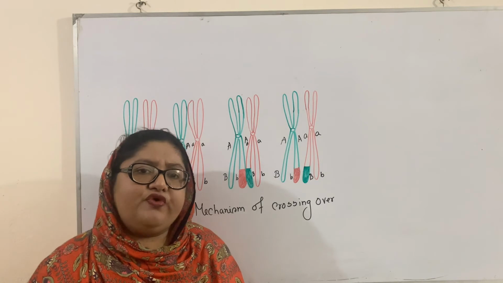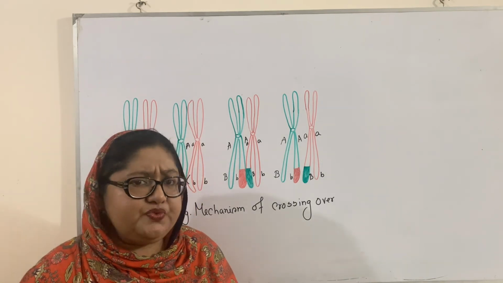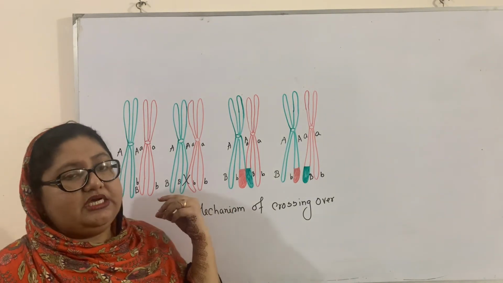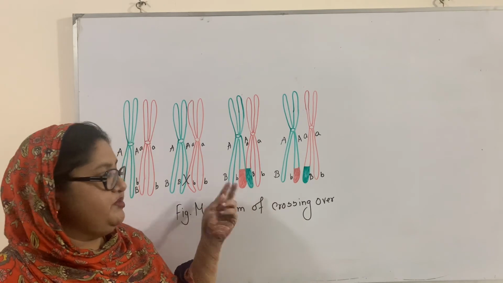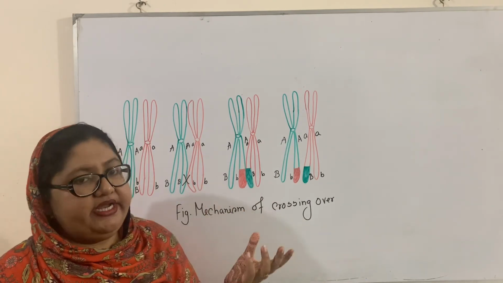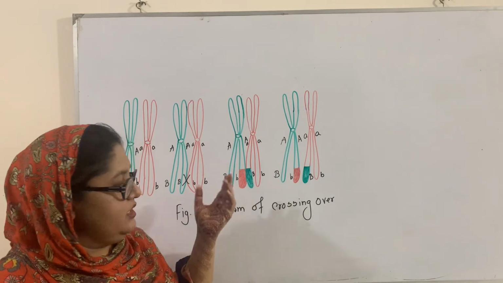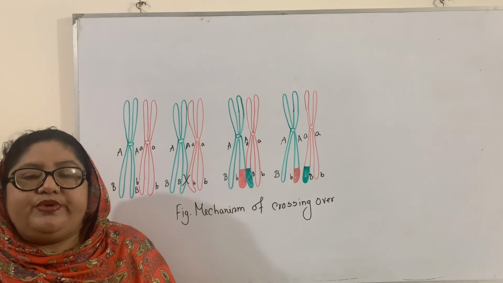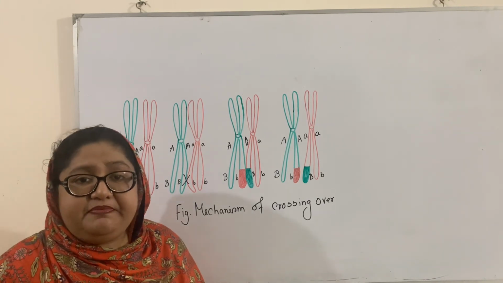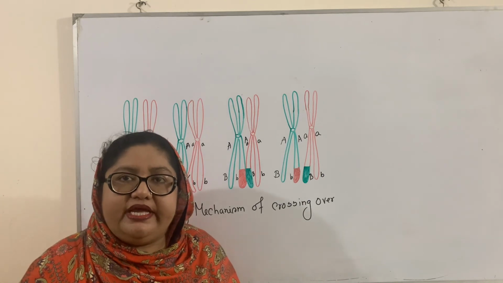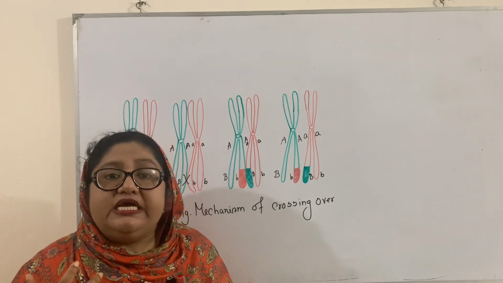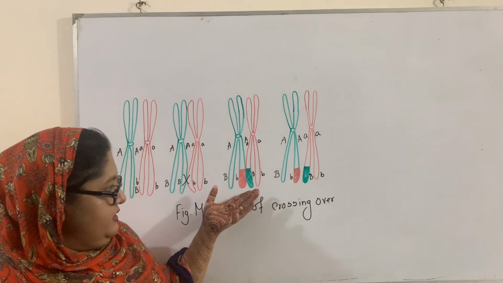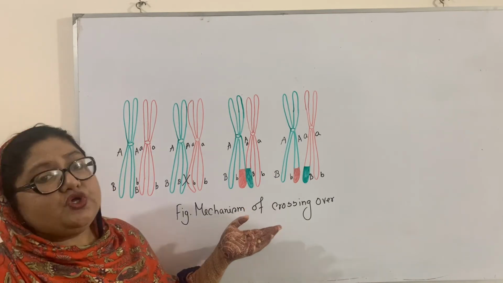Now the significance of crossing over. What are the significance? As you can see that during this crossing over, the different parts of chromosomes are exchanging between themselves. That is why new traits are found in the gametes. Not only that, we can determine the genetic mapping. We can insert the desired DNA, which plays an important role in genetics. So these are the significance of crossing over.